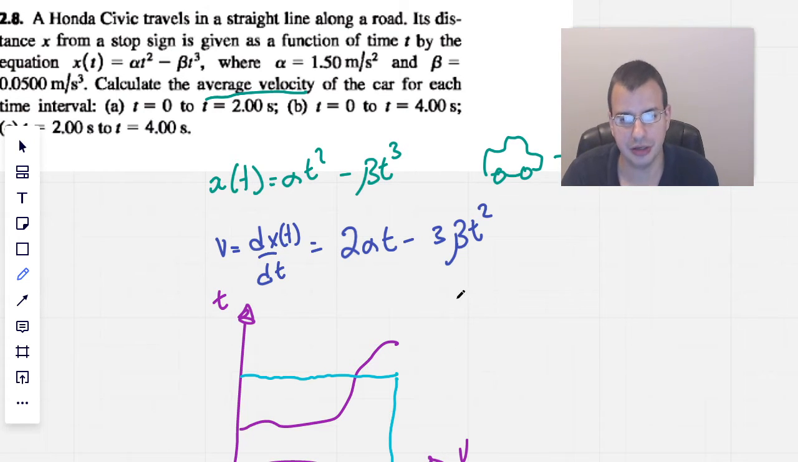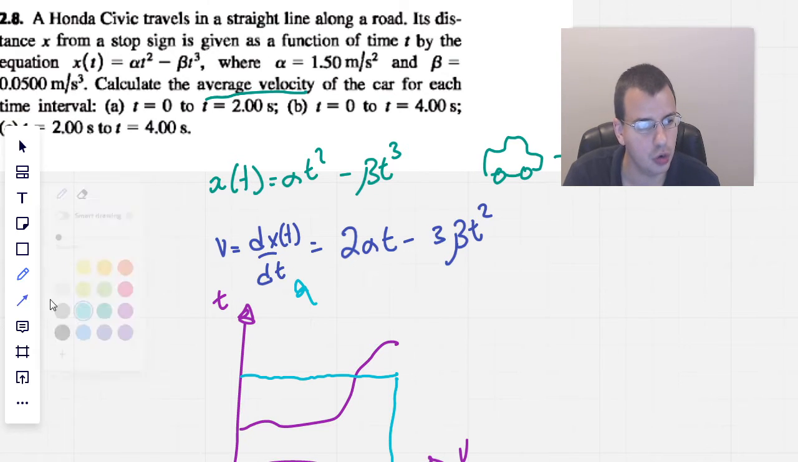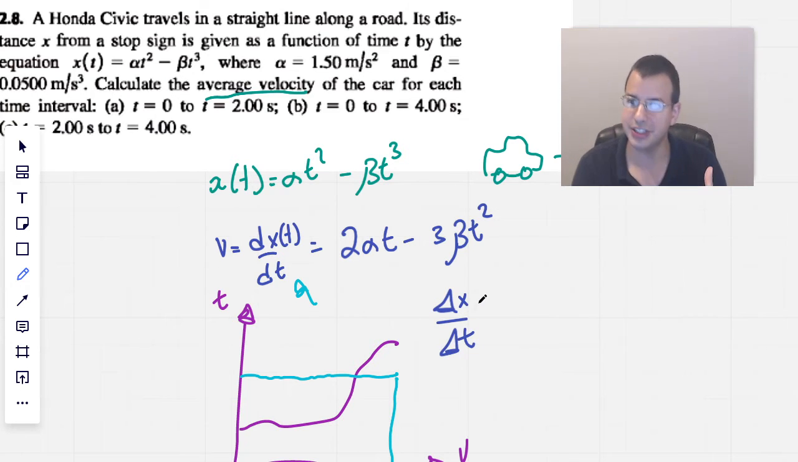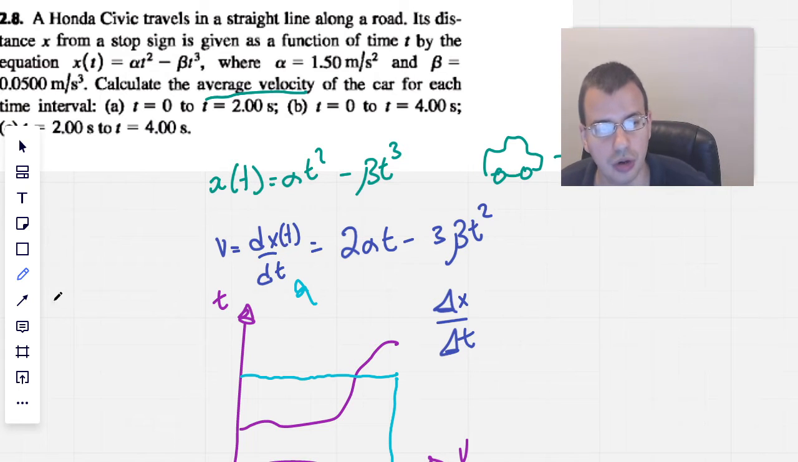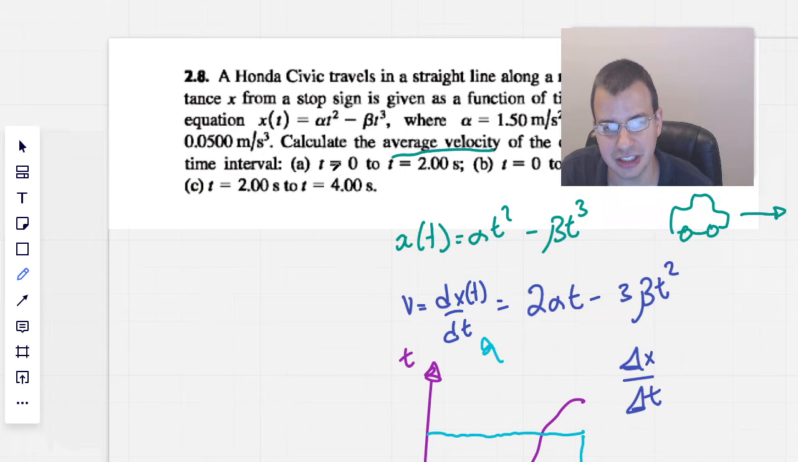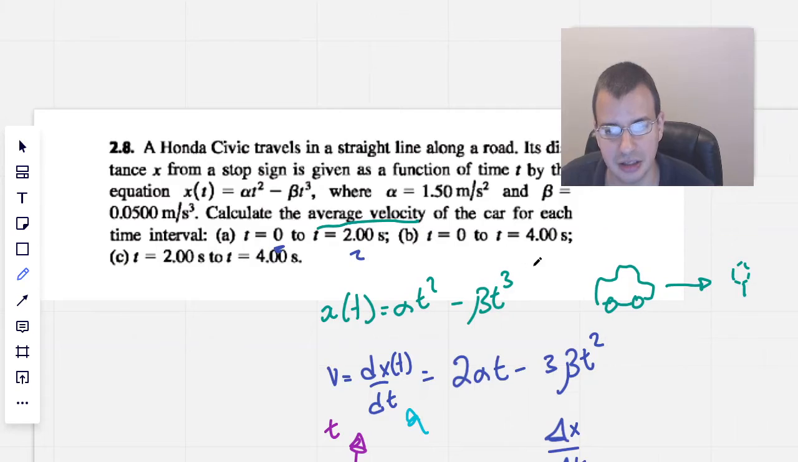But an easier way is, instead of taking the actual derivative, we just look at this as delta x over delta t. That won't give us the exact velocity, but it will give us the average. So all we really have to do is find a whole bunch of delta x's for 0, 2, and 4.